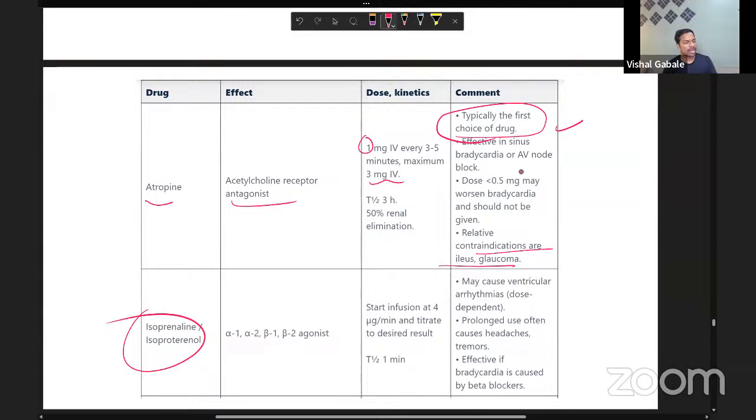Talking about isoprenaline and isoproterenol, these are one and the same, and they are given as an infusion, 4 microgram per minute, and they may cause ventricular arrhythmias.